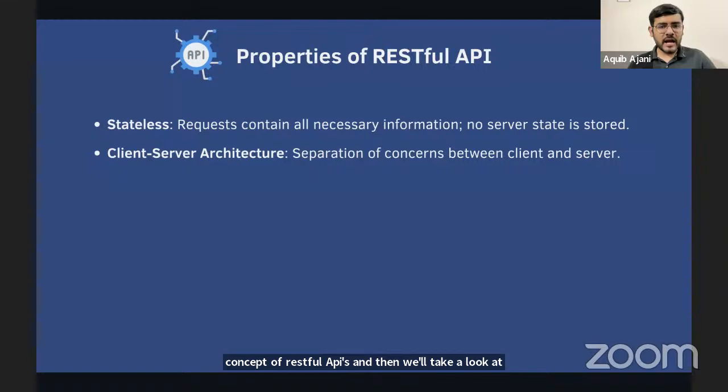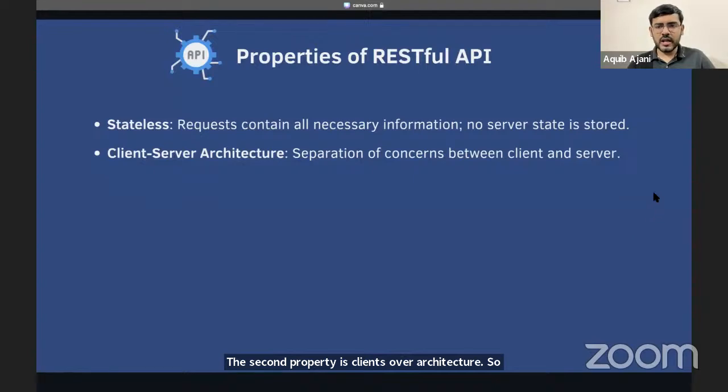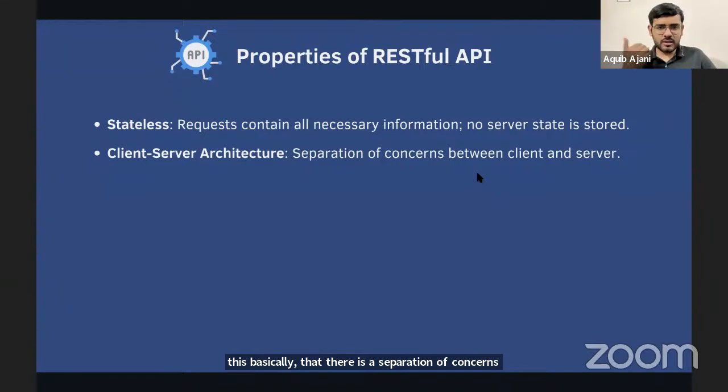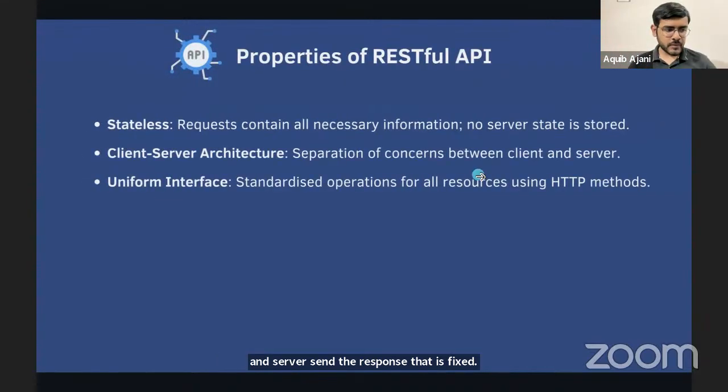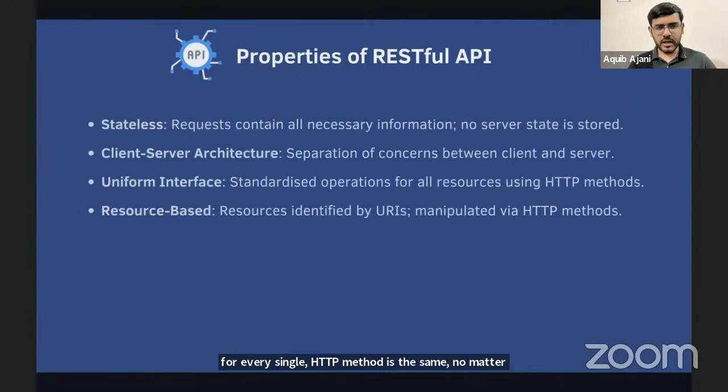The second property is client-server architecture. So this basically means that there is a separation of concerns, right? Client and server are separated in terms of the responsibilities that they have. Client sends a request and server sends a response. That is fixed. So we are separating the concerns between client and server. The third property is uniform interface. Again, we'll see this: every HTTP method has a common interface. First, we use app dot method name. Then we use request, response and a callback. So the implementation syntax for every single HTTP method is the same, no matter which method it is. So uniform interface is the next property.